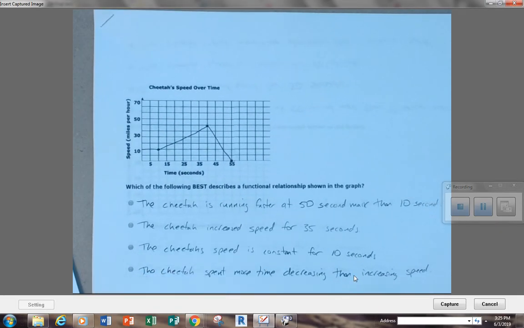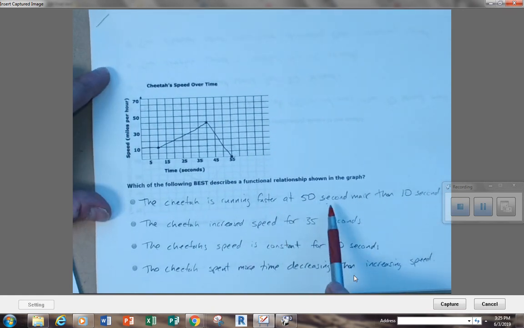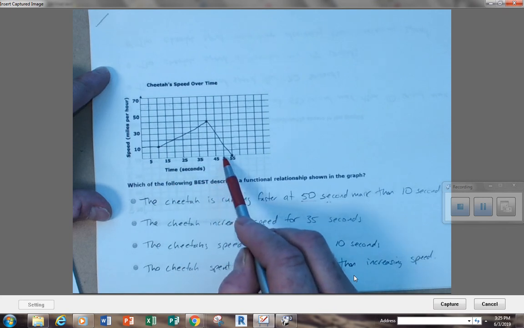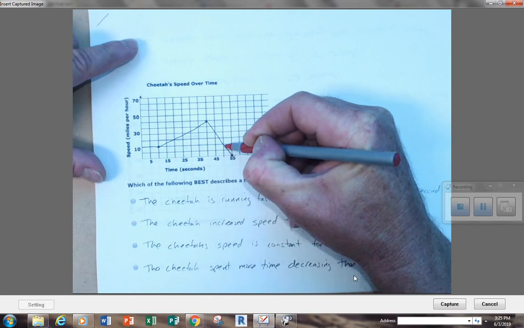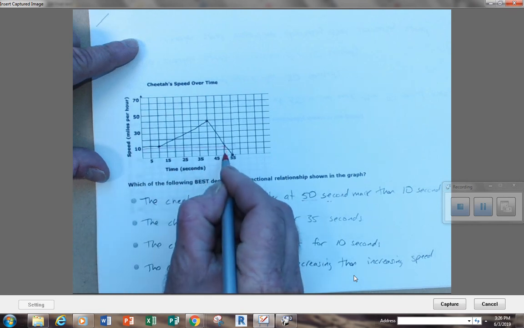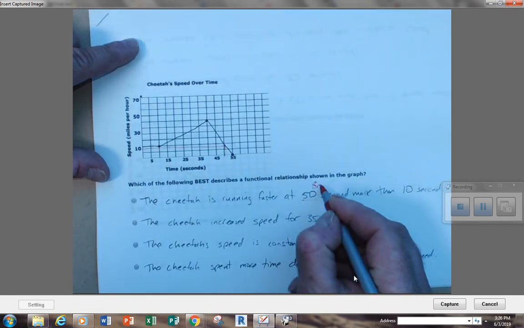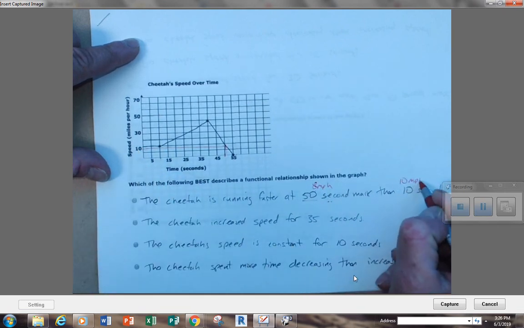This one says a cheetah running 50-second mark. That means go over to 50, find 50 seconds, go up to that line, and when you hit it, go straight over. And I could see this is barely lower at 50 seconds, just below 10 miles an hour. So I would say maybe 8 miles an hour. And then at 10 seconds, hit that line 10 miles an hour. So that one is false.